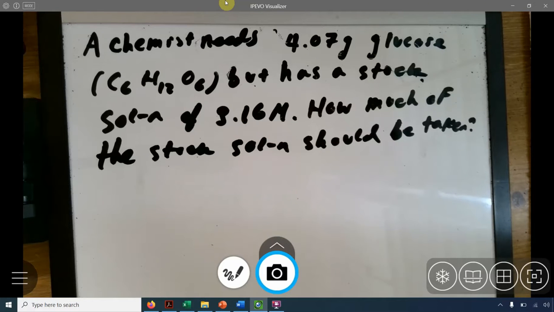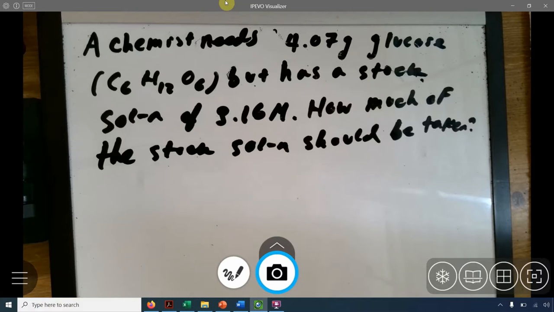Think about it this way. Maybe it's a little more fun to think about it this way. Let's say you swallowed a poison and now you need an antidote. All right, and you need exactly 4.07 grams of this antidote. If you take more, you die. If you take less, you will die from the poison.